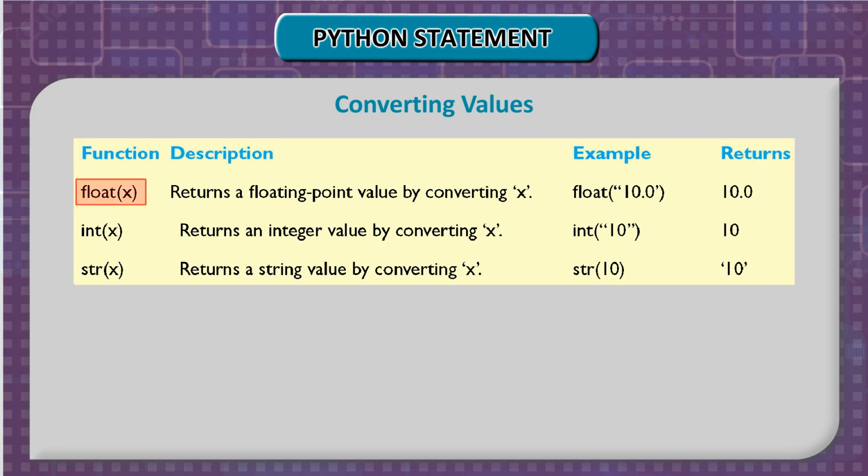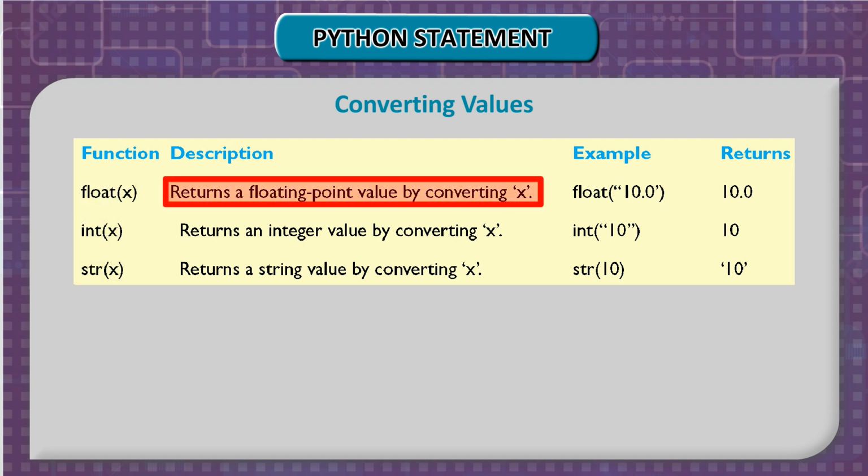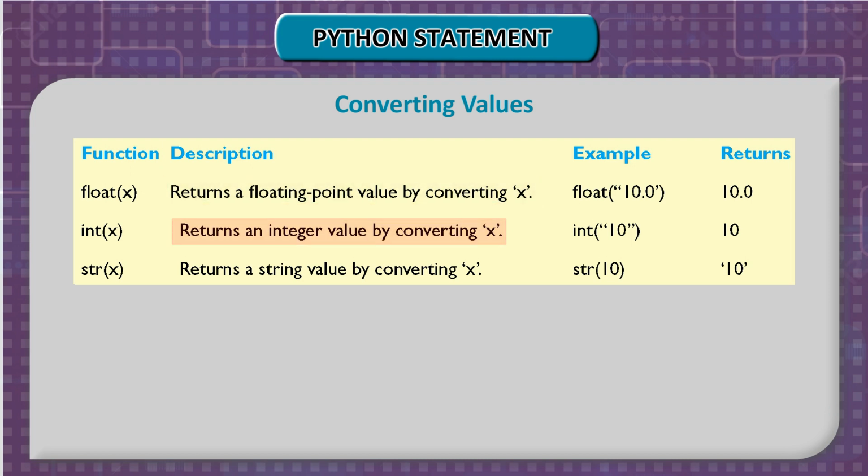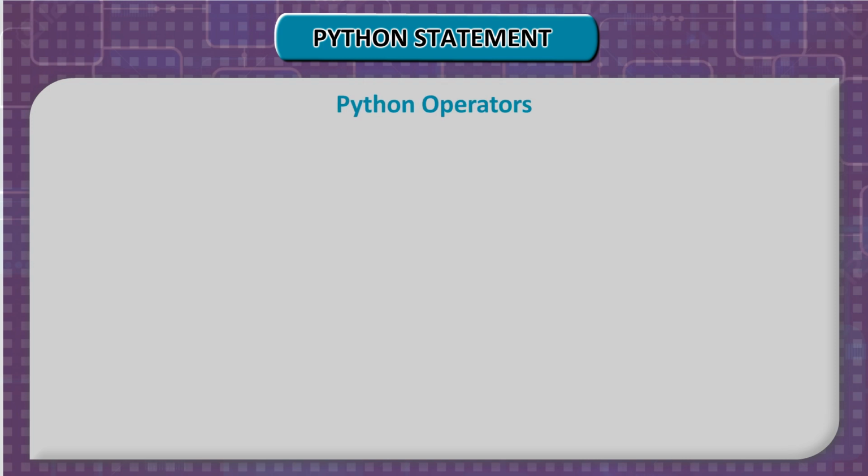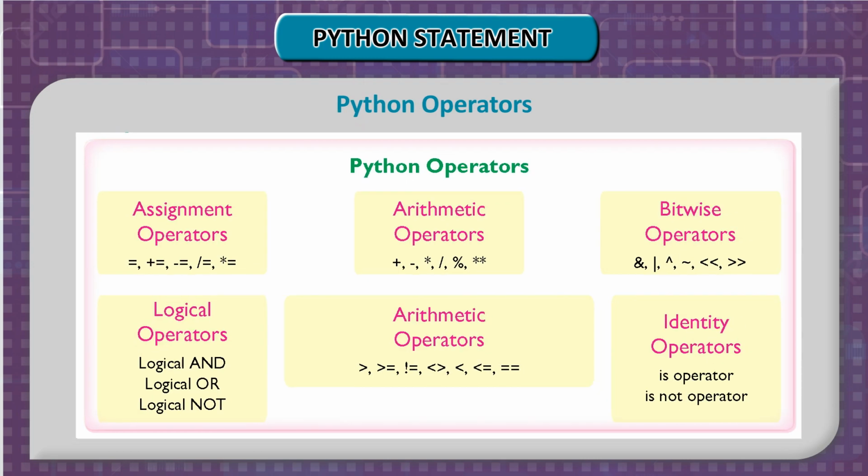Function, description, example. float returns a floating point value by converting. int returns an integer value by converting. str returns a string value by converting. For example, float(10) gives 10.0, int gives 10, and str gives 10.